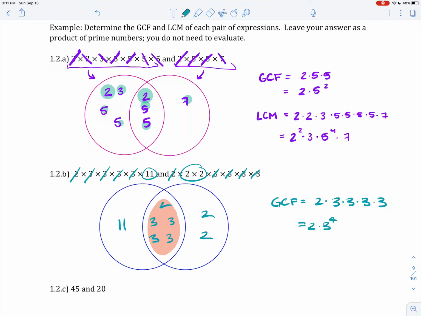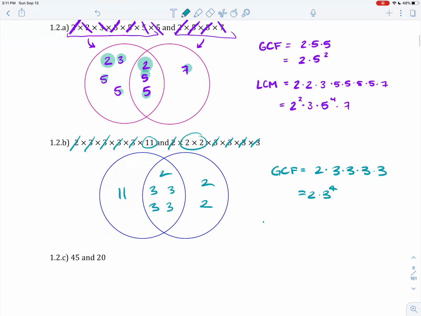I'm just going to go ahead and evaluate that. Psych! I don't have to. The instructions say I don't need to evaluate. I need to leave my answer as a product of prime numbers. Except for the fact that I still have to write down what the least common multiple is.